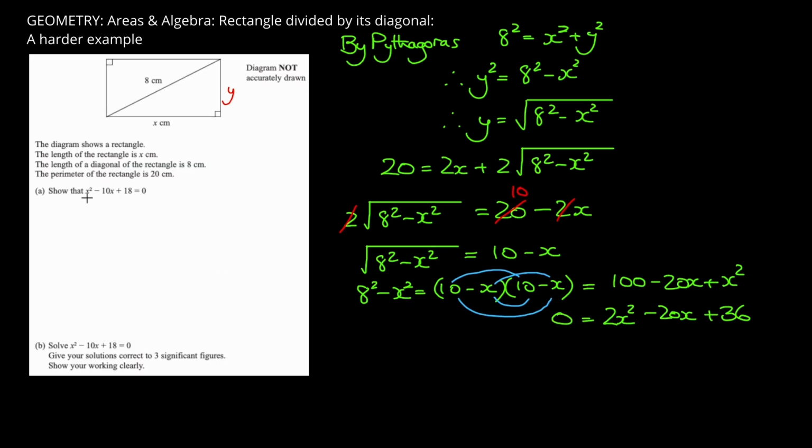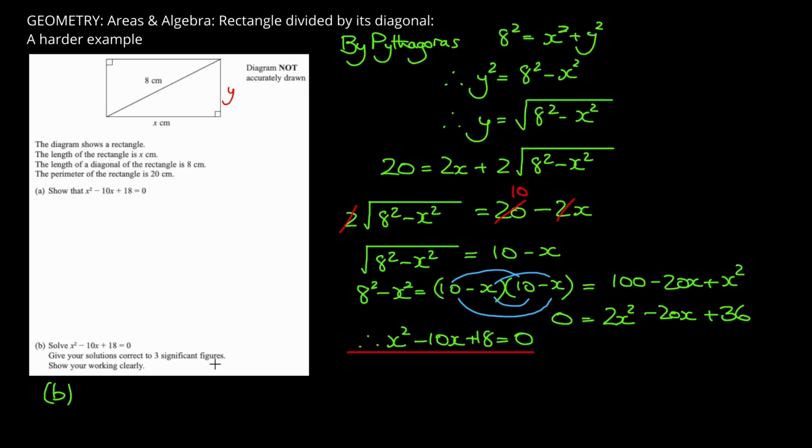What's the difference between what they're quoting in the question and our answer? Well, we've just got another factor of 2 to take out. So therefore, I'm going to write it the other way, x squared minus 10x plus 18 equals naught, and we've proved what we were required to do. So let's have a look at part B. And we're asked to solve the equation we've just generated, solutions to 3 significant figures.